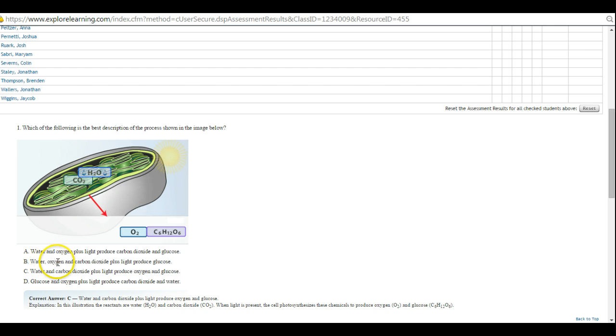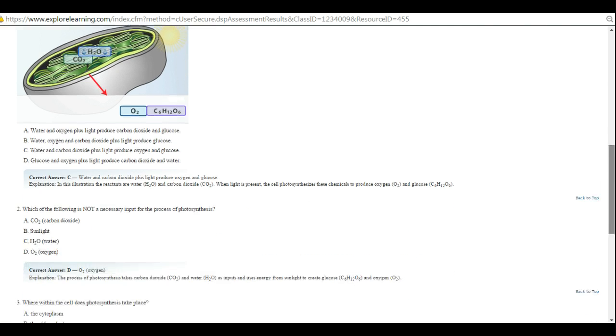Plants do not need oxygen. In fact, oxygen is a waste gas for them, and that's why it is a product. It's produced; it's actually a waste product. So that answer was C. Like I said, pretty successful overall for our class.